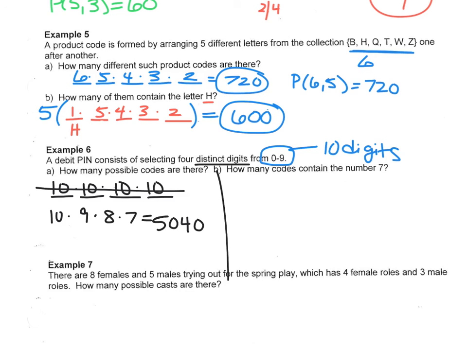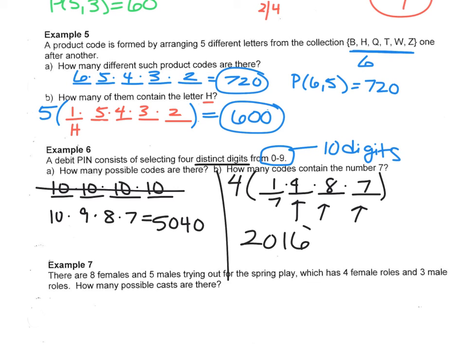And then part B, so that's how many codes there are total. How many codes contain the number 7? Well, this is very similar to the one we just talked about, where if we say one of these ways, let's say we pick 7 here, then we could say, okay, well 7 could also be here, it could also be here, it could also be here. That's 4 total ways. So when you multiply this out, you're going to get 2016 codes with the number 7.